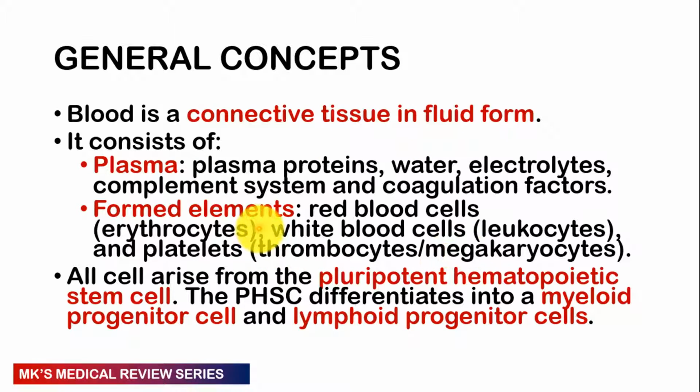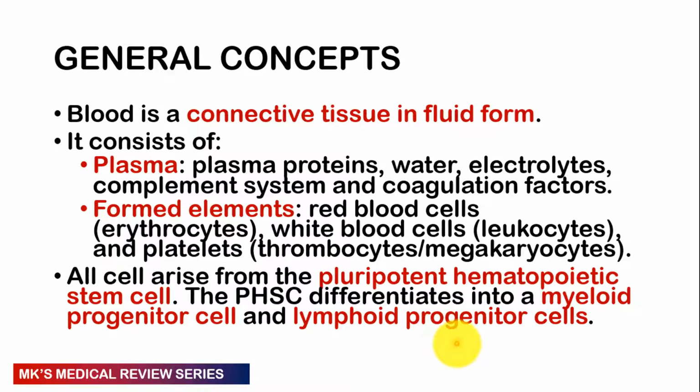Now remember that these formed elements are synthesized by the bone marrow, specifically the red bone marrow. In the red bone marrow, you have a pluripotent hematopoietic stem cell. Remember that a stem cell is a cell that has the ability to give rise to different kinds of cell lineages while maintaining its own population. So you have these pluripotent hematopoietic stem cells that predominantly differentiate into two main groups. They differentiate into what is known as a myeloid progenitor cell, and into what is known as a lymphoid progenitor cell.